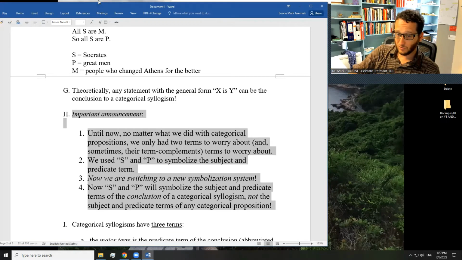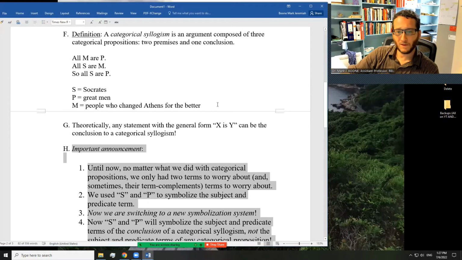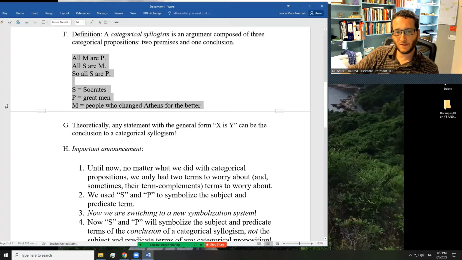Now, we are switching to a whole new system for symbolization, except it's not entirely new. Now, S and P will symbolize, as before, the subject and predicate term of a categorical proposition, but it's one proposition in particular. It's the conclusion of the syllogism, not the subject and predicate terms of just any categorical proposition. So, let me try to state this a little more formally.